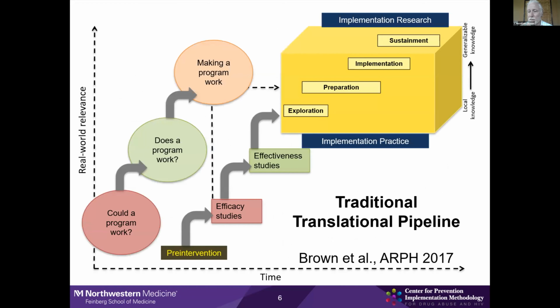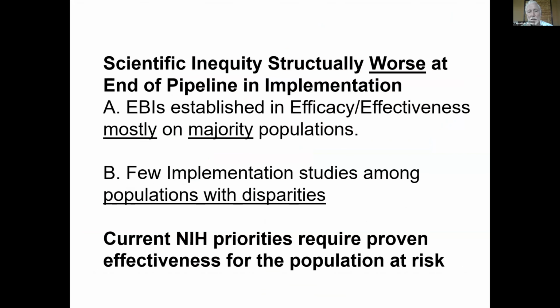This is the traditional translational pipeline that runs from efficacy trials and effectiveness trials to implementation research and practice at the top of the scale in here. The point about this is that as we talk about what data are available in here, we find that, as we go to the next slide, the inequities that happen are structurally worse at the end of the pipeline in implementation, even than when they are combined together in the efficacy and effectiveness. So that's from two main reasons here.